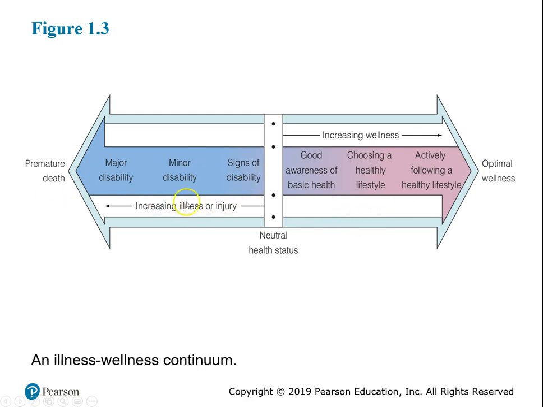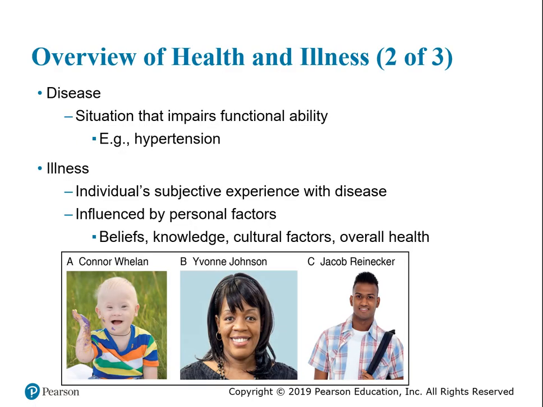If you're looking at increasing illness or injury, maybe you're not making the best choices. You have, on the milder side of illness, some signs of disability. Maybe now there's a minor disability, and then as you move towards increasing illness or injury, it's a major disability and then can lead to premature death. Okay, so you think of wellness and illness as a graded type of continuum. It's not either you're healthy or not, okay?